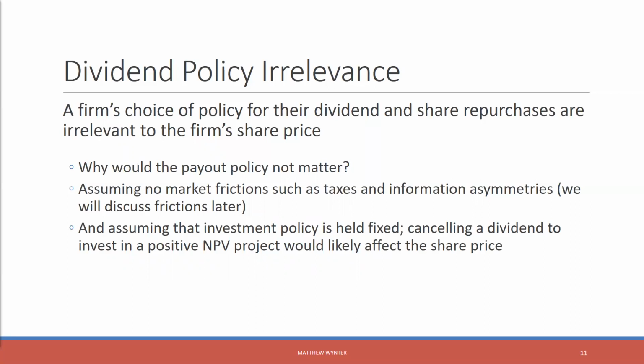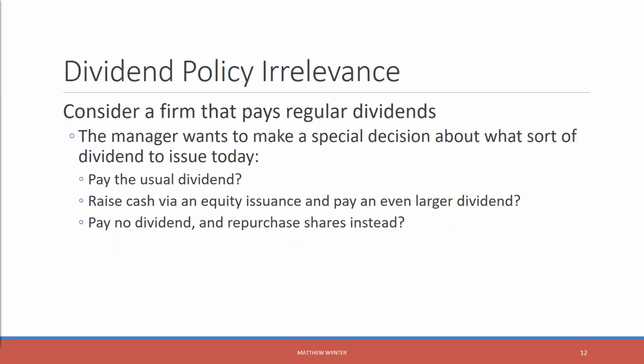We're going to assume that no matter what, the firm is still going to engage in the same investment projects. Everything's going to be held constant. The only difference is how the firm's going to pay out cash to shareholders. Is the firm going to pay a dividend? Is the firm going to repurchase some shares? It should have no effect on the firm's stock price. Again, assuming that there's no market frictions. And in the real world, of course, there will be frictions.